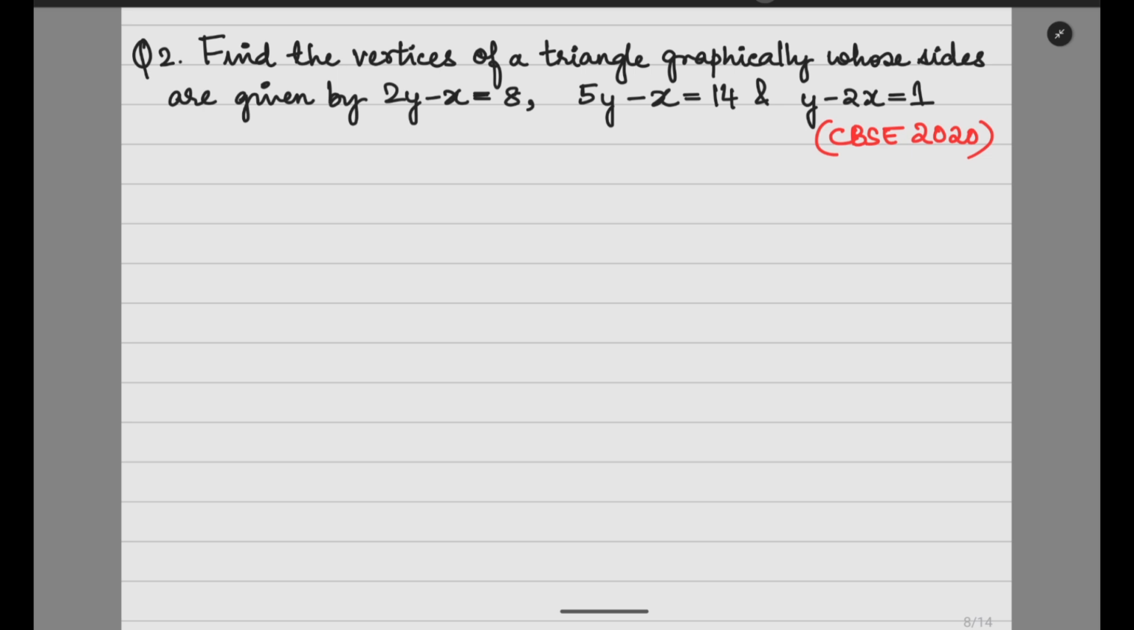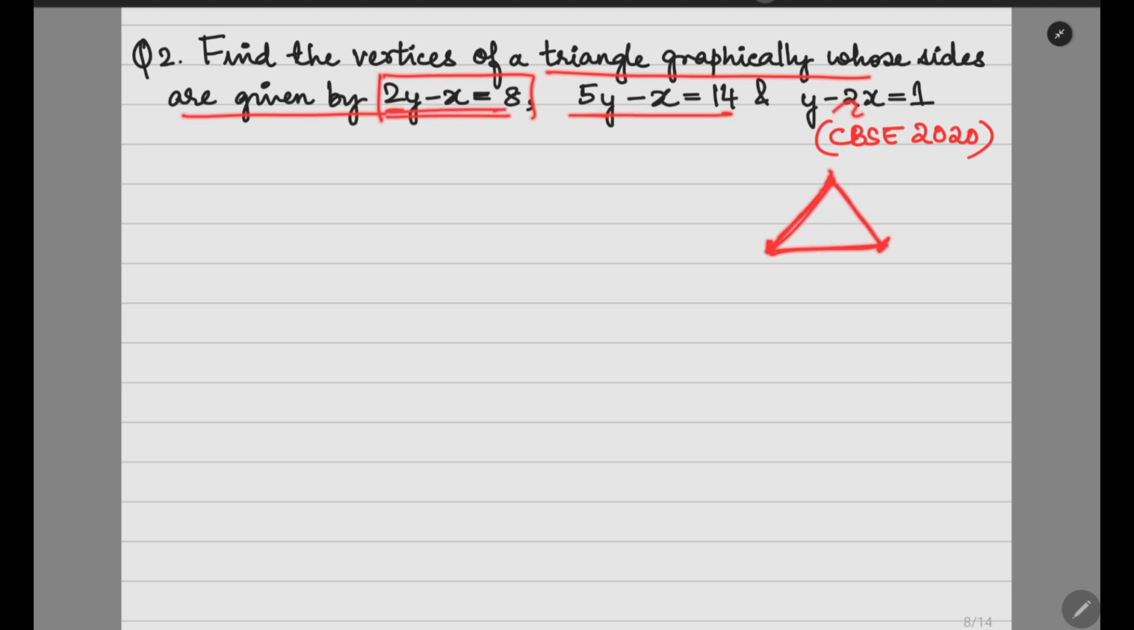Find the vertices of the triangle graphically whose sides are given by the given linear equations. You have a triangle, you have three sides and three vertices, right? These are the vertices. These are the sides. So three sides you're given. You have to find the equation. So let us do it.